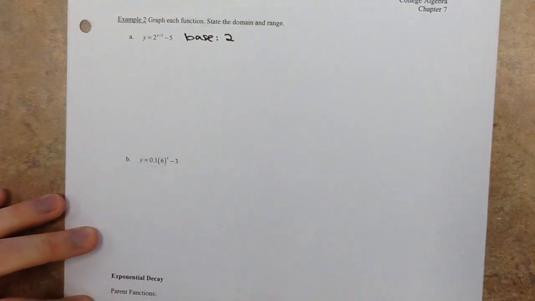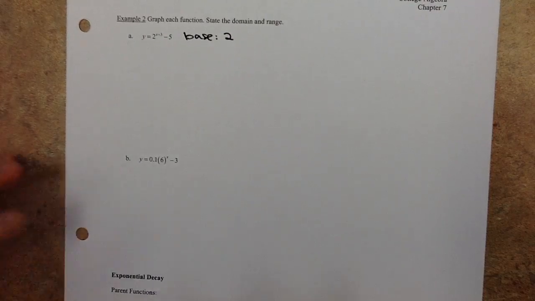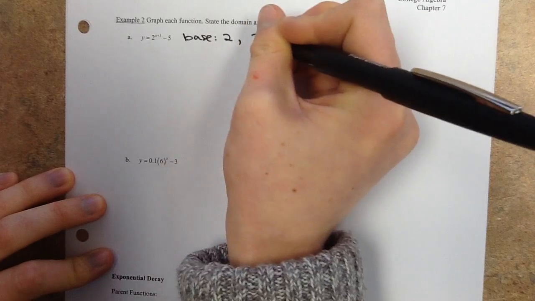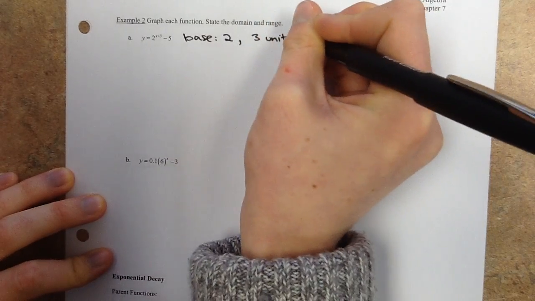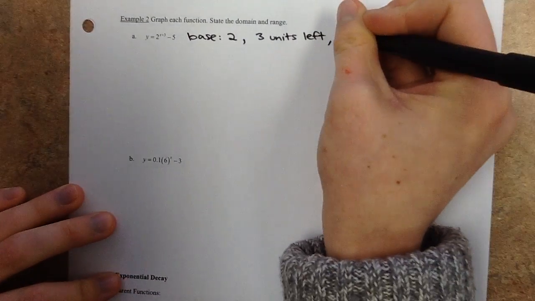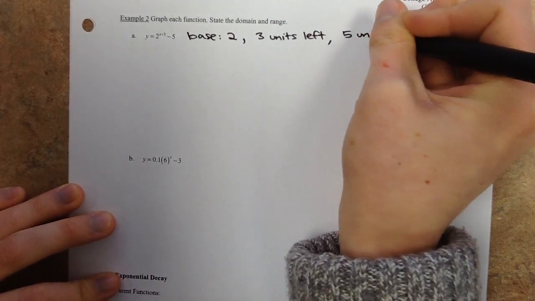Okay, so this has a base of 2, which means each y value gets doubled from the last one. The plus 3 means we are moving 3 units to the left. Remember, x lies. It's counterintuitive. And the minus 5 means we are moving 5 units down.